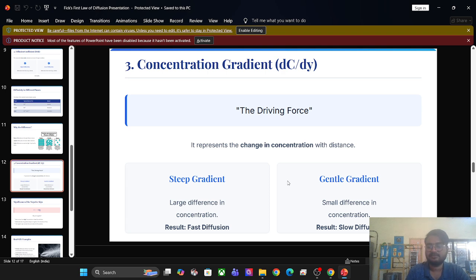Concentration gradient dC by dy, the driving force. It represents the change of concentration with distance. A steep gradient, a large difference in concentration, results in faster diffusion. A gentle gradient, a small difference in concentration, results in slow diffusion.